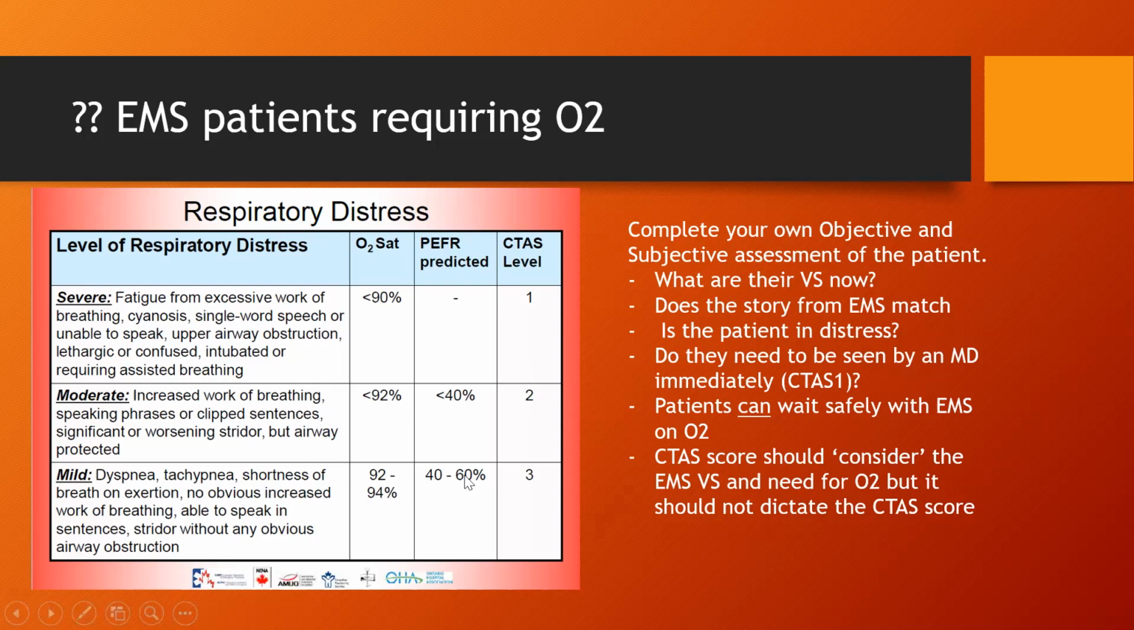But realistically, if it's kind of that patient that looks like they can be managing fine, then you might be able to leave them a 3, or you can go ahead and bump them to a 2 and they can safely wait with medics in the hallway with oxygen.